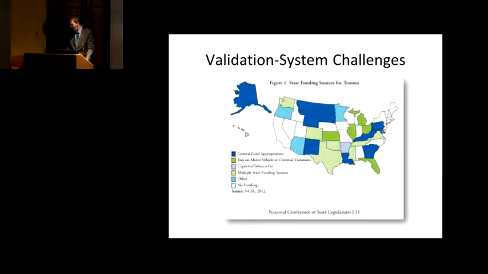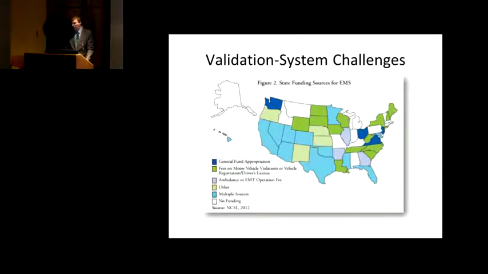There are actually only 43 states that have some type of federal funding for trauma, based on the 2012 National Conference of State Legislatures. You can see as well that state funding for trauma is missing in several states that have a very high level of trauma care. EMS funding is also significantly lacking for these areas as well, and you can see that many states also have no funding for EMS providers.